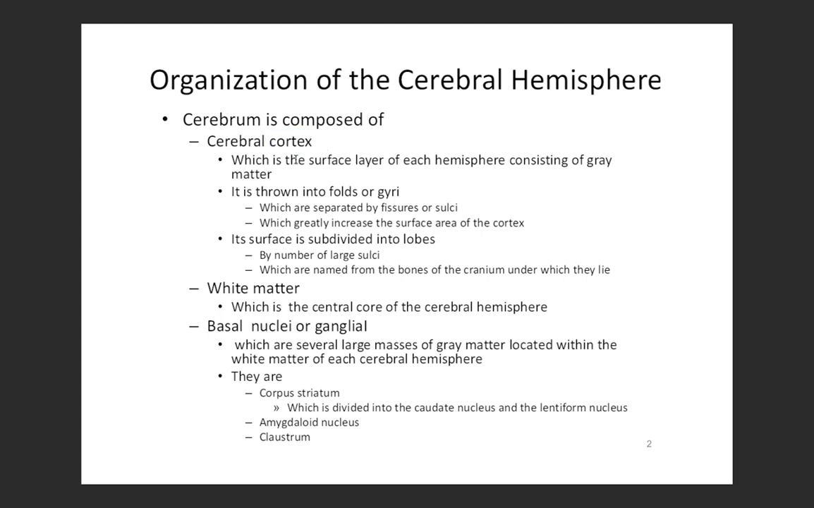Cortex means the outer layer, the external part. It is the most superficial layer of the cerebrum, and it is composed mainly of gray matter. So it is the surface layer of each hemisphere, consisting of gray matter. The most important word here is gray matter. It is thrown into folds or gyri. The doctor repeated this sentence many times, it is very important: thrown into folds, or gyri, which are separated by fissures or sulci. We will talk about them in a moment.